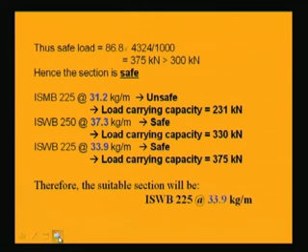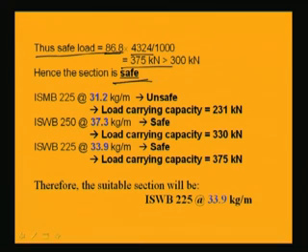That is why, the safe load will be the area into the allowable compressive stress, then we will get 375 kilonewton, which is greater than 300 kilonewton. So, we can say that the section is safe.